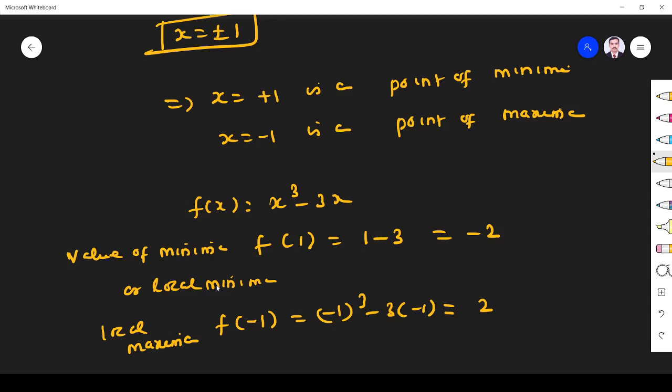Right? So in this way we can understand what is minima and maxima.